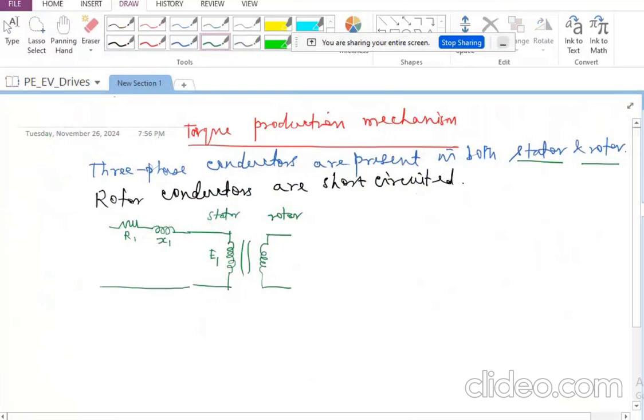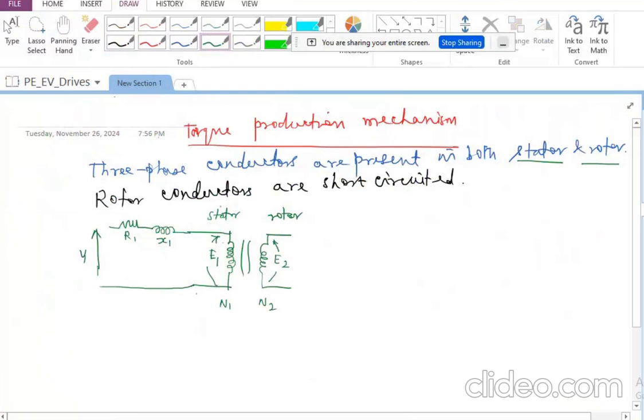And what I am applying per phase, I'm calling that V1. So V1 is the voltage that I'm applying here. And after the drop that takes place in the resistance and leakage reactance, whatever is left over here, I'm calling that E1. Now, if I have N1 turns here and N2 turns here, I'm going to have E2 as the induced EMF, especially when the rotor is in standstill condition.